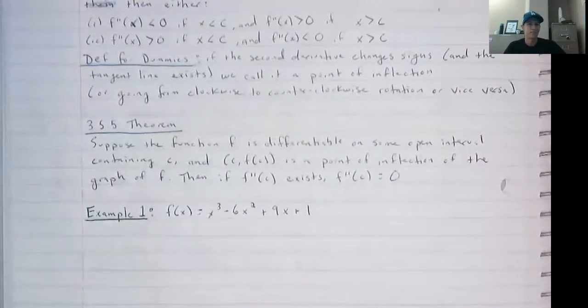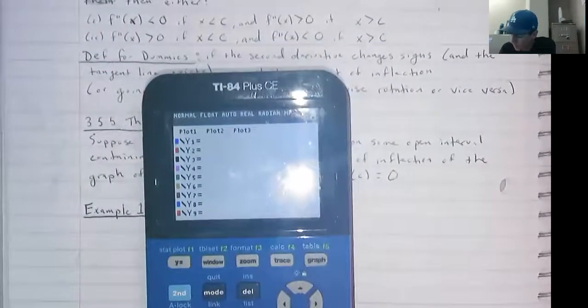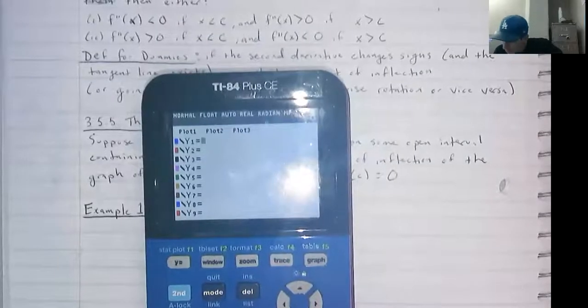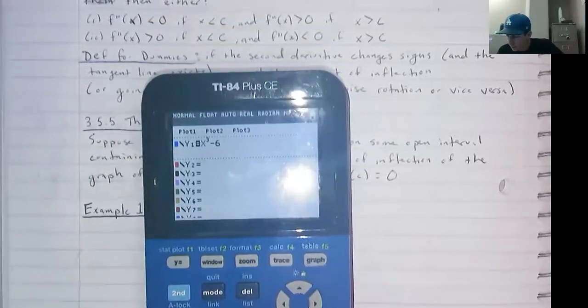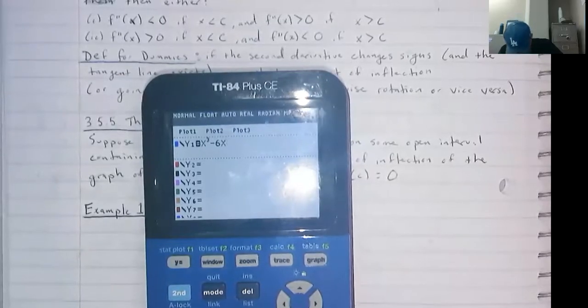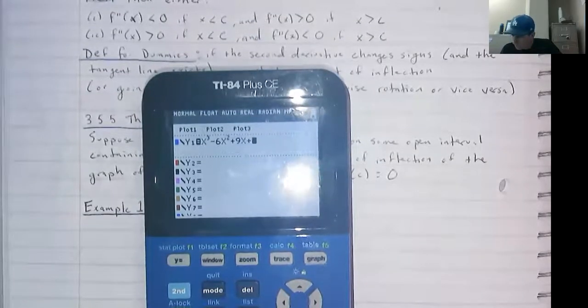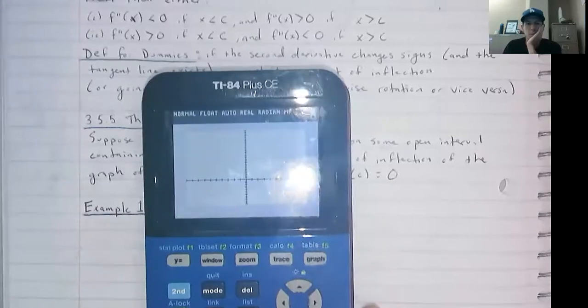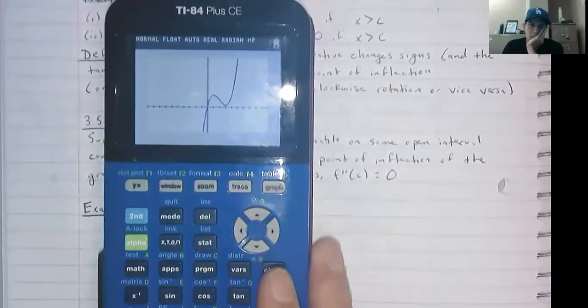Okay, so I'm going to go out of order. Let's see what this thing looks like, so that's going to kind of inform what is going on here. In our graphing utility, we are going to enter x cubed minus 6x squared plus 9x plus 1. All right, kind of cool.